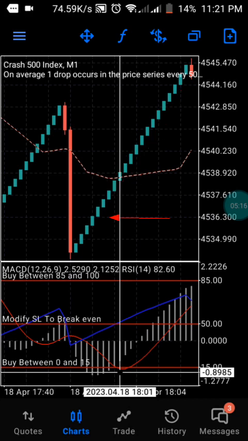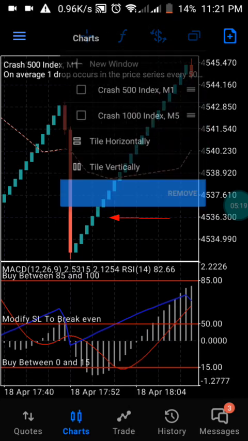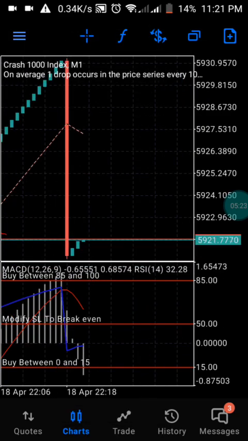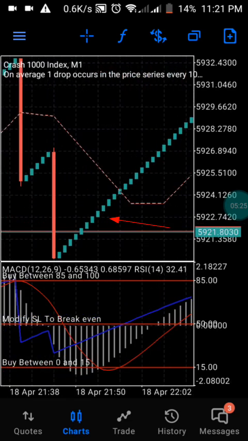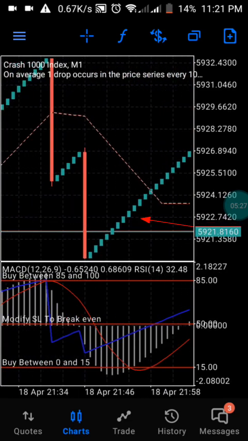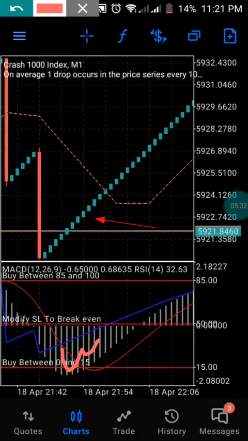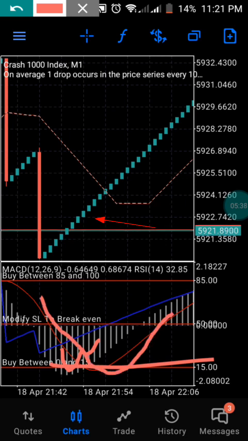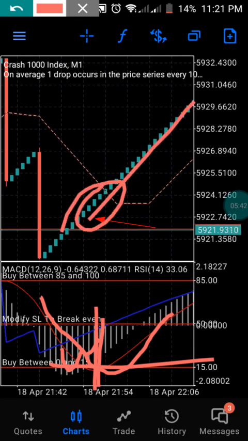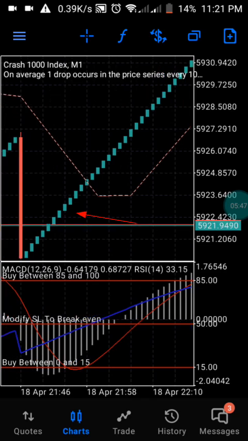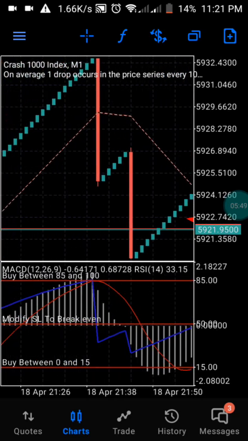You see that? So let me show you how it works on Crash 1000, so that you also can have great ideas and experience. You see that, you need to first confirm your histograph. Once you confirm your histograph that is on 15 level, then you wait for your MACD to cross above. And once it's crossed above, then you enter your market and you keep on buying up the market. You see that, buy up the market up to like 20 to 25 pips now. And that's how it works.